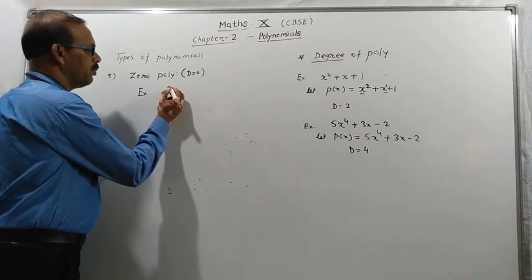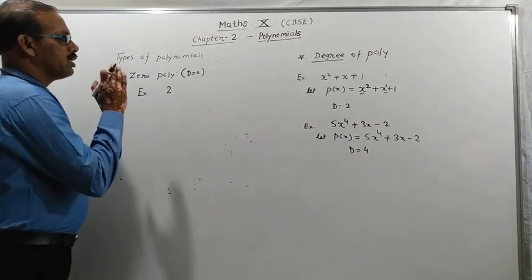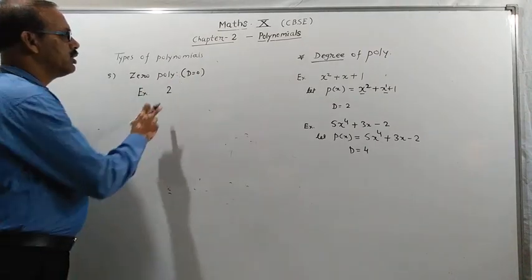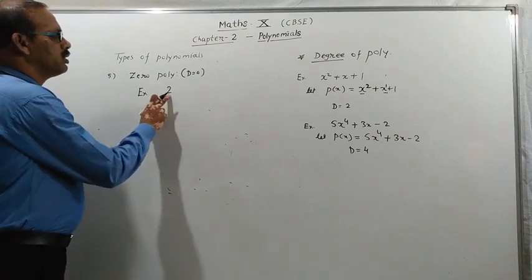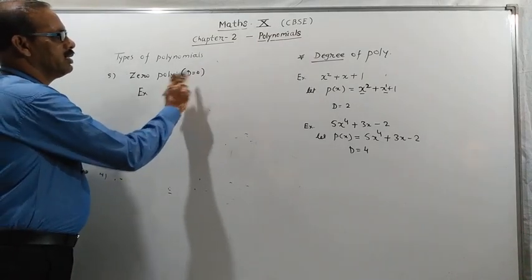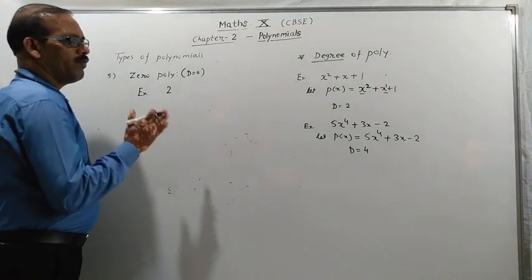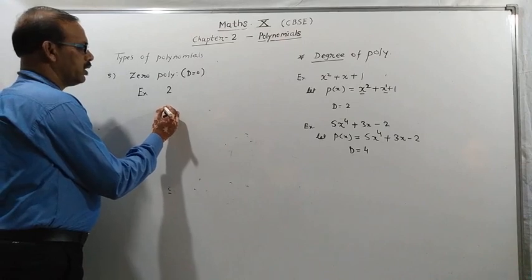Suppose we take the number 2. This is a constant. The degree of any constant is always 0. So such a constant number is also called a zero polynomial. How does this constant number contain degree 0? First, we recall one formula for the mathematical exponent.